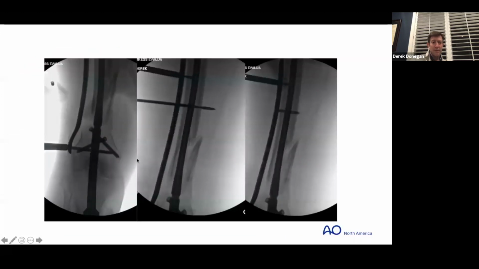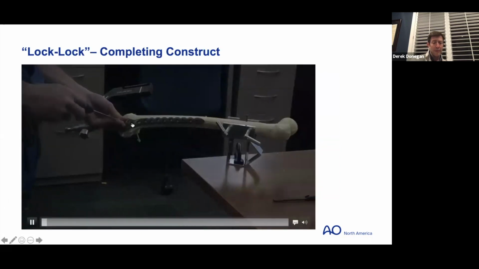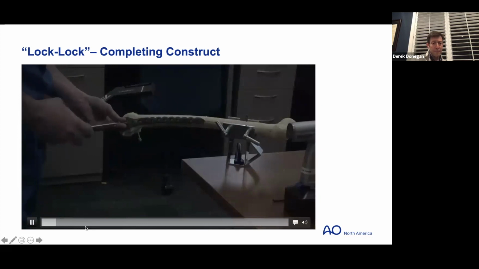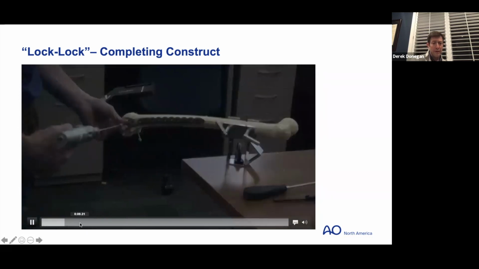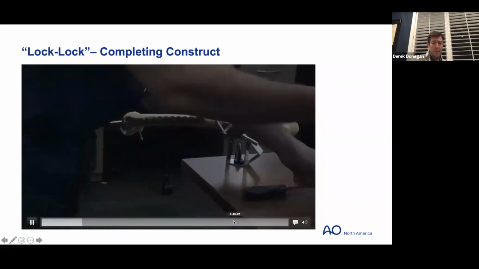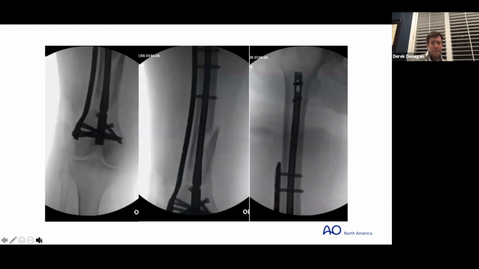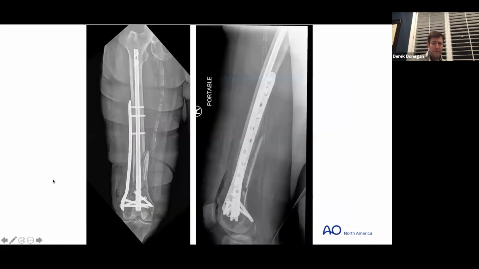Here you can see putting non-locking screws in to dial in your coronal, and then also your sagittal balance. And then lastly, putting screws around the nail distally, and once you're happy with your density of fixation distally, coming proximally and getting the rest of your fixation around the nail. And then the final constructs there.